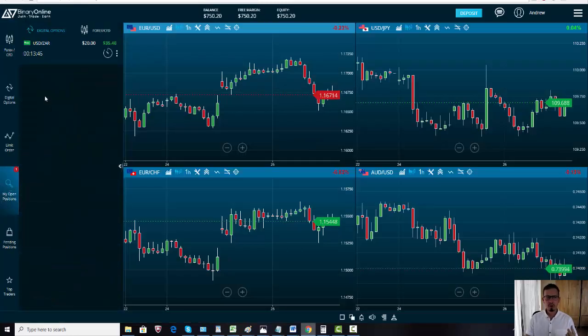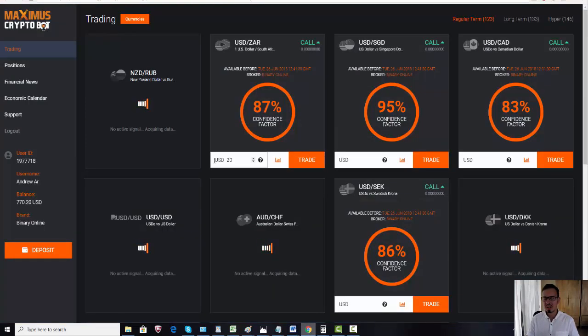So far we have placed the USD/ZAR trade. As you can see, this trade is automatically placed on my broker's platform. But there's a question, guys: which are the best signals to choose from?